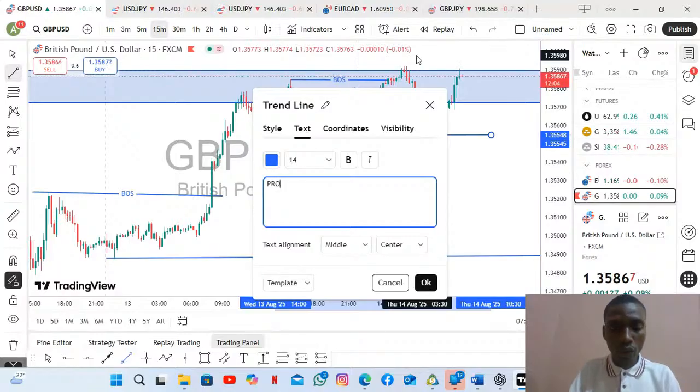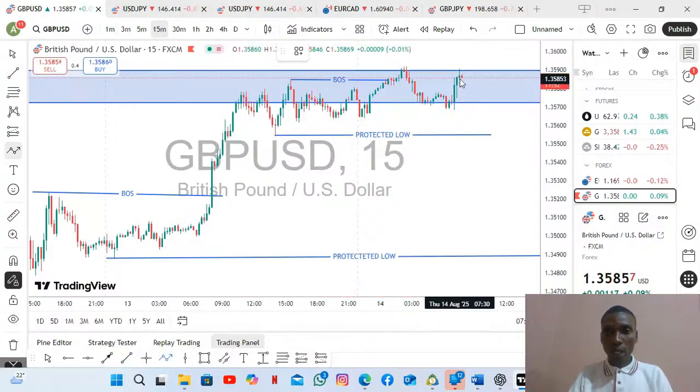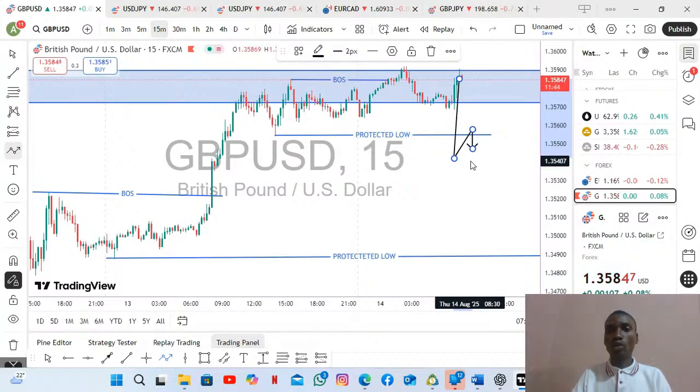That low is protected, and it must be protected. But if price in the 15 minutes time frame comes out of this other block, takes out this protected low, retests it once more, drops out, it's going to be an immediate sell for us.